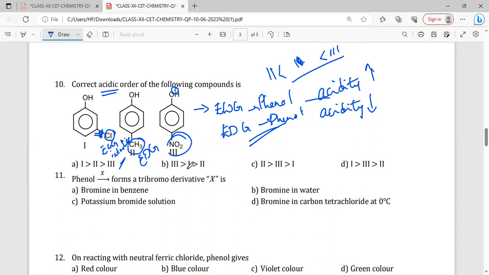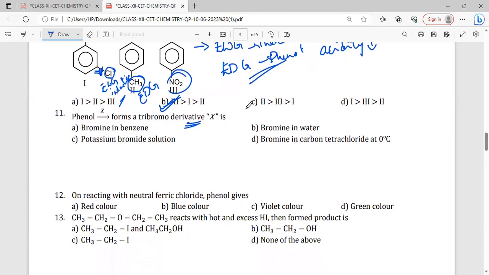So third, first, and second. Okay. Next, coming to 11th question. Phenol is treated with some reagent. It forms a tribromo derivative X.